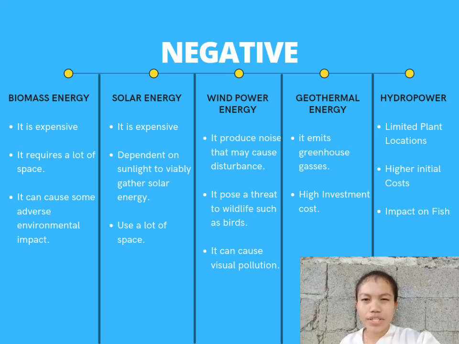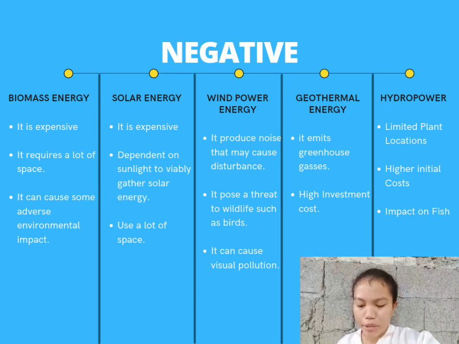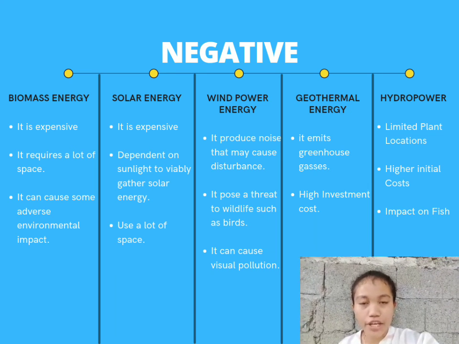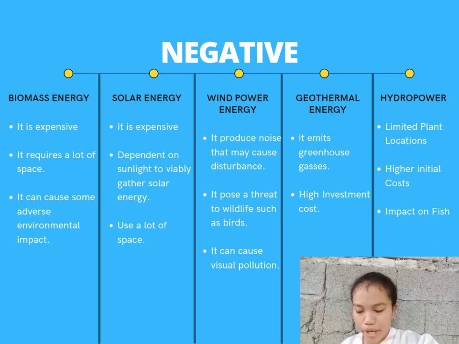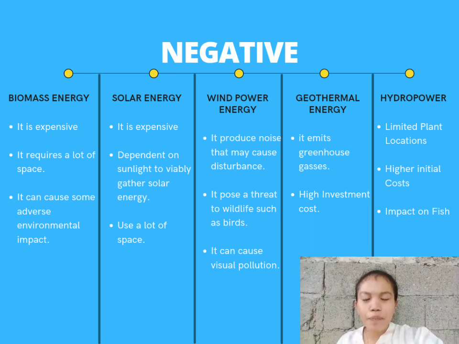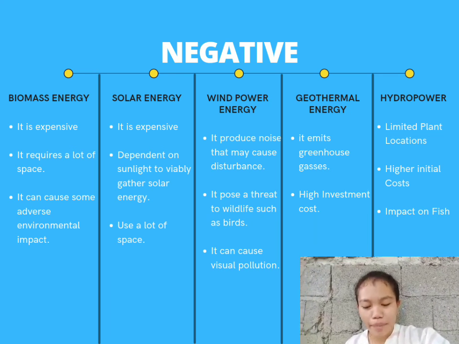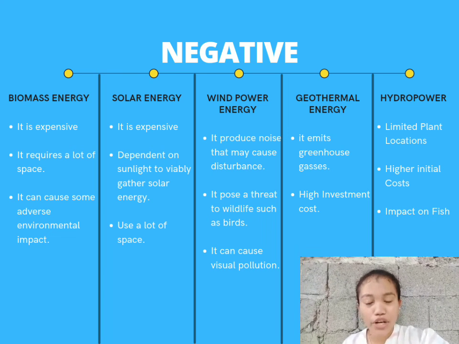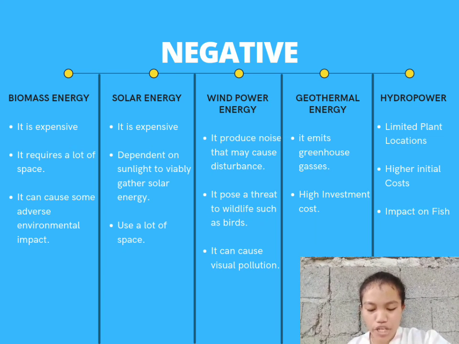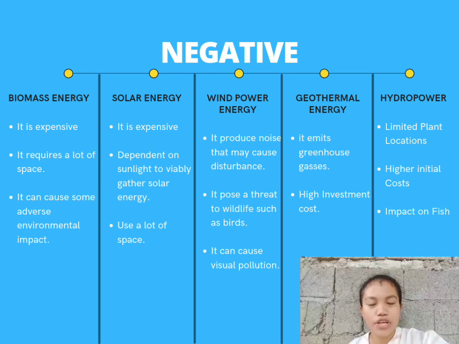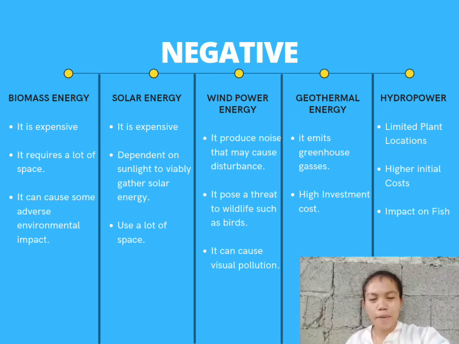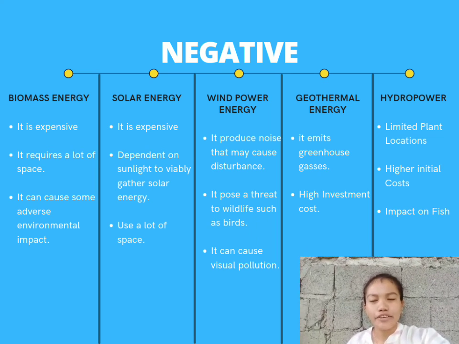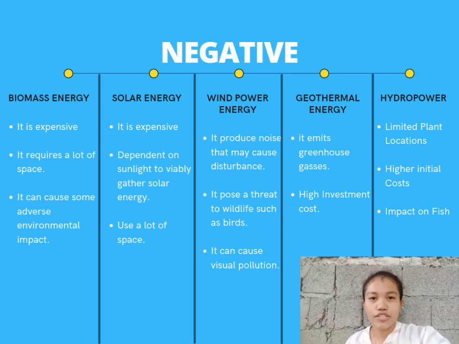The last one is hydropower. Limited plant locations, higher initial cost, impact on fish. Hydropower can damage wildlife habitat, harm water quality, obstruct fish migration, and diminish recreational benefits of rivers. So those are the negative impacts of advanced energy technology to the society.